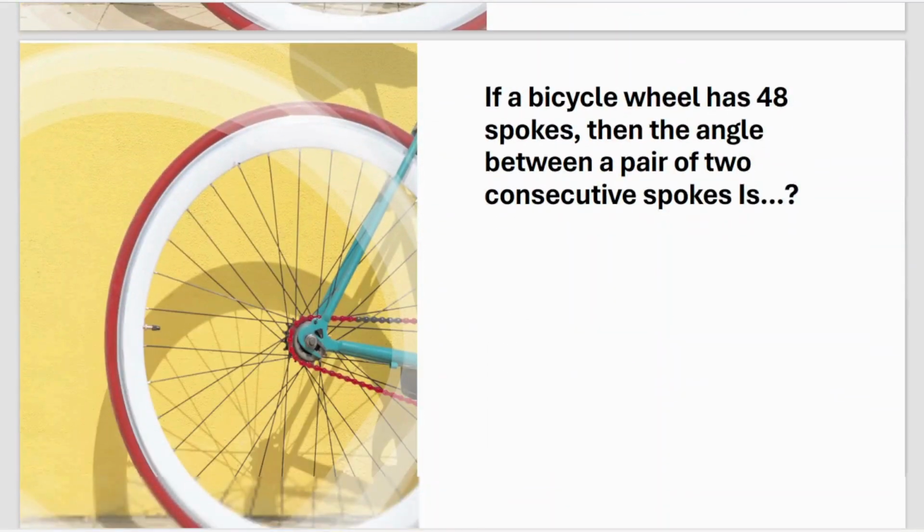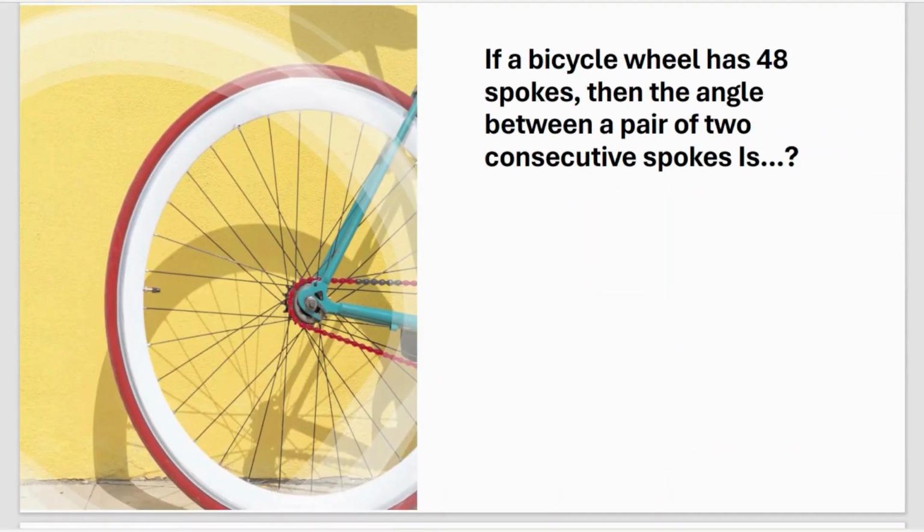Next question. If a bicycle wheel has 48 spokes, then the angle between a pair of two consecutive spokes is. So again, the same thing. We have to find the theta. So theta equal to 360 degree divided by 48. Okay, so now cancel: 12 4s are 48, 12 3s are 36, and then 30, and you will divide it, you will get 7.5 degree. Okay, next question.